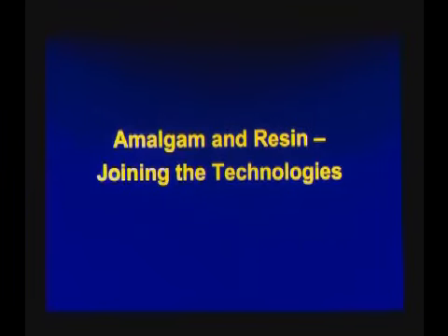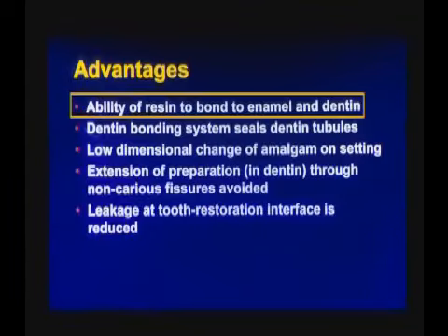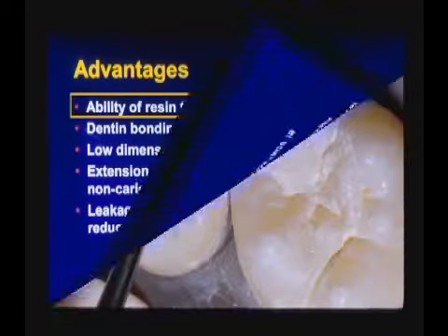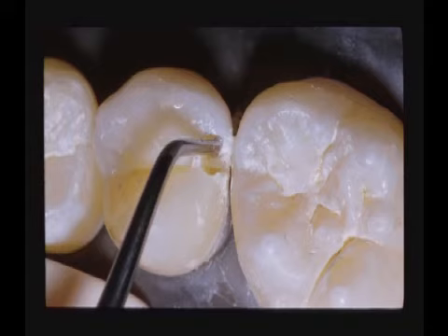We should join the technologies of amalgam that we've had for years with the more recent technology of bonded resin. Advantages of this marriage include the ability of resin to bond to enamel and dentin. This photograph shows the proximal plate of enamel being fractured away using a spoon excavator.